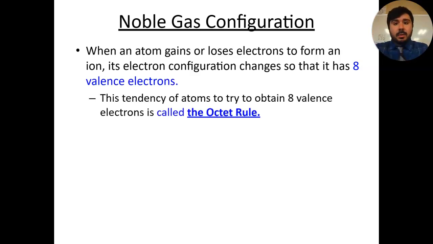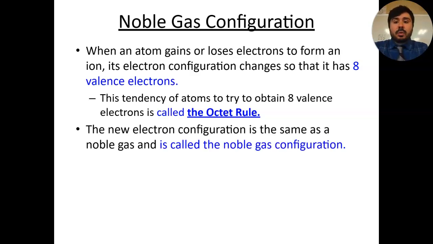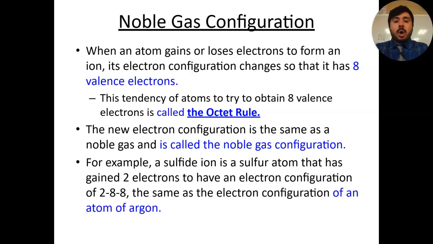If we remember, right, 8 being our favorite number in chemistry, this fulfills that octet rule. And all these new configurations that form when ions form are called their noble gas configurations. Okay, so that's an example of essentially what we saw in the previous slide.